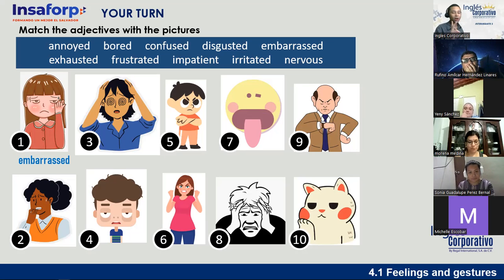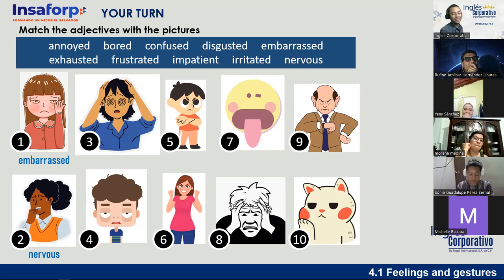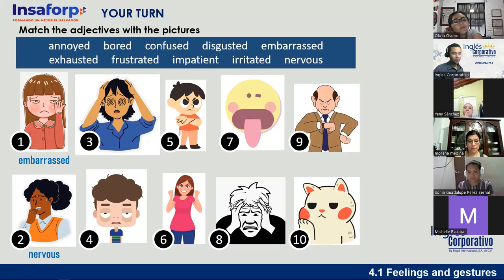Okay. What about number two? Who wants to try? Raise your hand, please. Jenny. Ahora sí. Nervous. That's right. Okay. She's nervous. Good. Now, be careful about the pronunciation because some people say it the wrong way. The pronunciation is nervous. Okay, so nervous. Olivia wants to participate.